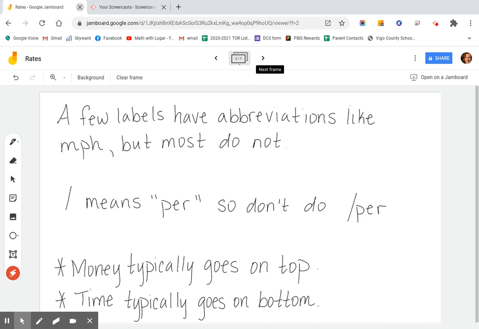When you're writing these, when you're setting them up, if your problem has anything to do about money, money will typically go on the top because you want to know how much it costs for each item, not how much of an item or how many items you get for every dollar. If it's anything to do with time, time usually goes on the bottom because you want to know how long something lasts, or you want to know how much water is going to drain in every minute. You want to know how much money you're going to make in every hour, not how many hours it takes to make $1. So money usually goes on top, time usually goes on bottom.